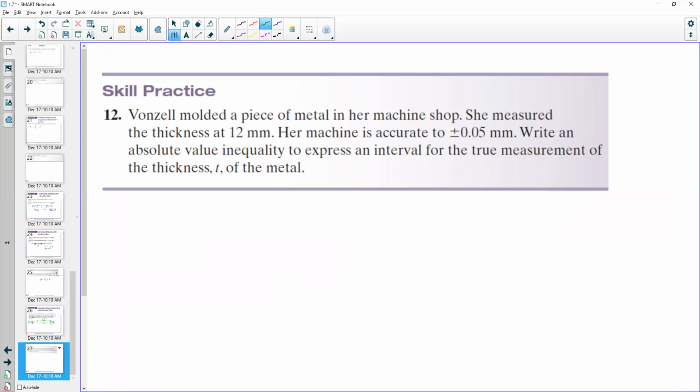Von Zell mounted a piece of metal in her machine shop. She measured the thickness at 12, and it's accurate to 0.05 of a millimeter. Write the interval. So it's accurate to 12. So I want to find the distance from 12 in either direction. And it's accurate to plus or minus 0.05. That's all. Okay. Come back and look at the examples if you need extra help. But this is the end of 1.7, and this is the end of what we do in Chapter 1. Thanks.